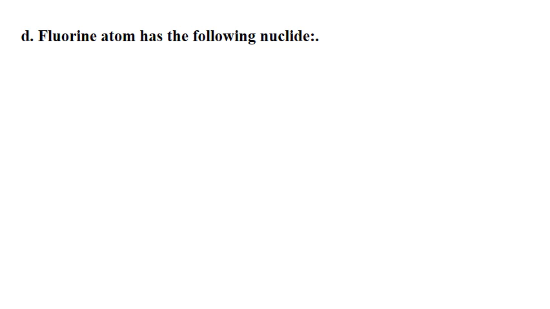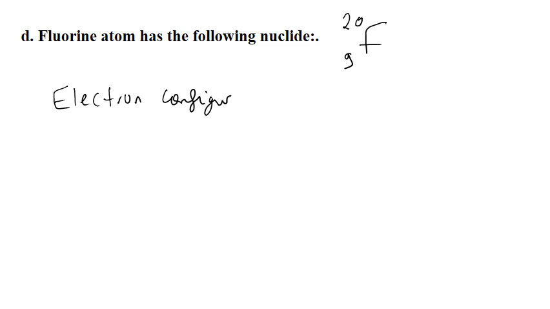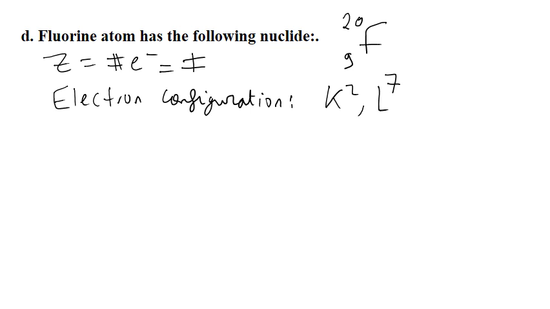Hassan, fluorine atom has the following nuclide, which is F, 9, 20. So how can we write the electron configuration? K2, L7. L7, very good. So since we have Z equal to the number of electrons, which is equal to the number of protons, we can use the atomic number, this is Z, to write the electron configuration.